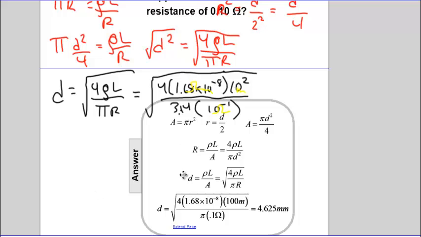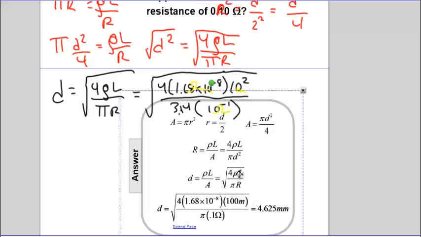So again, we have 4, that works. The resistivity of copper, we're good there. 10 to the 2 is 100 meters. Pi, 3.14. 10 to the negative 1 is 0.1. So we end up with 4.625 millimeters. Really, we're going to get an answer in meters and then convert to millimeters. Give this a shot yourself and see if you can compute that.